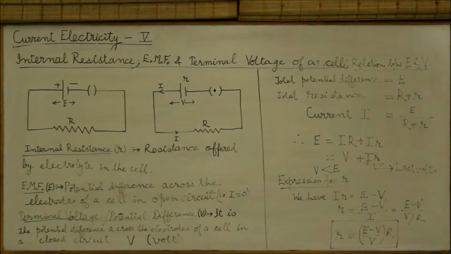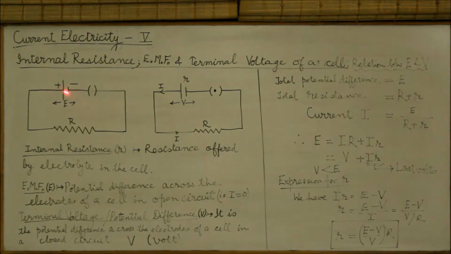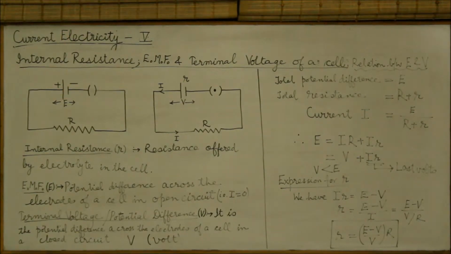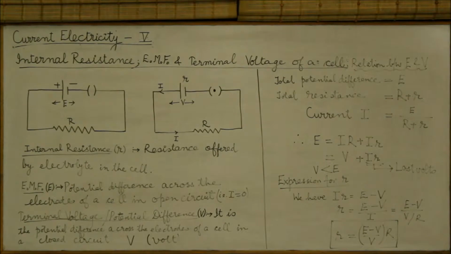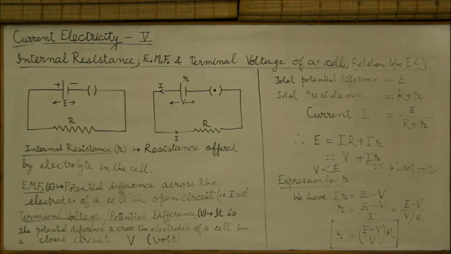We know that every cell contains an electrolyte, the liquid or the chemical which is used to produce the potential difference, which acts as a source of energy provided by the cell for conversion to electrical energy.